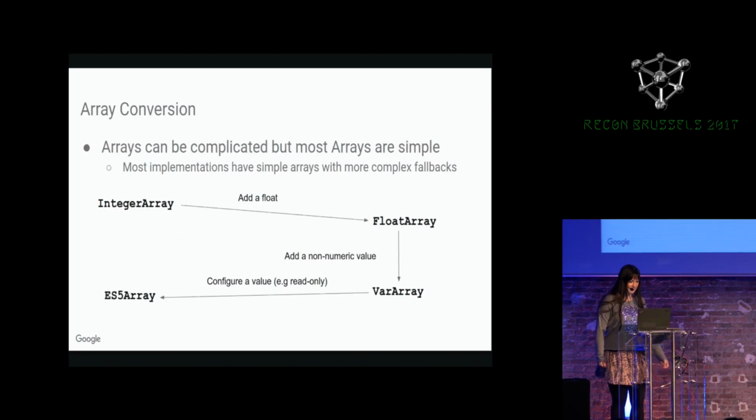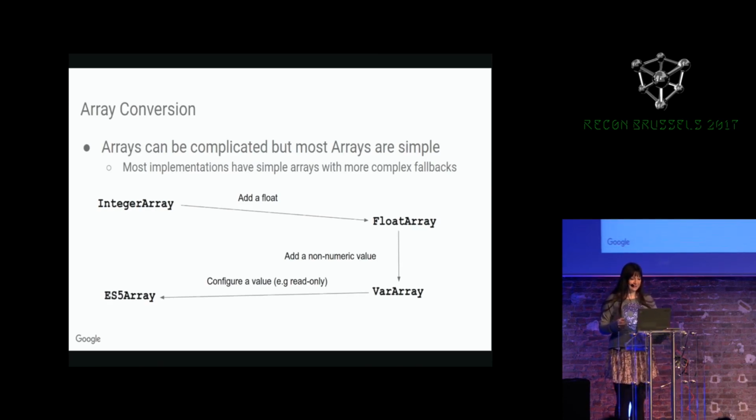For example, I think one of the most important design decisions in creating an ECMAScript engine is how arrays and how objects work. And most browsers do something like this. This is exactly what Chakra does, which is you start off with a very small, not complex array, and then as you add new features to it, it becomes a more complex object.